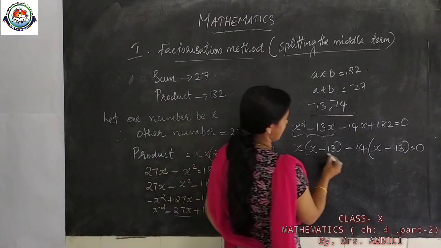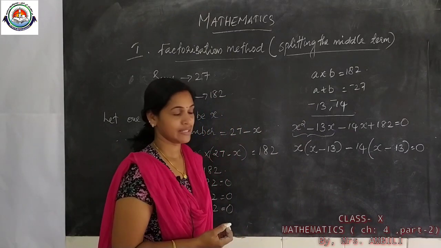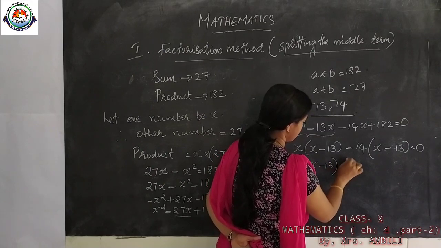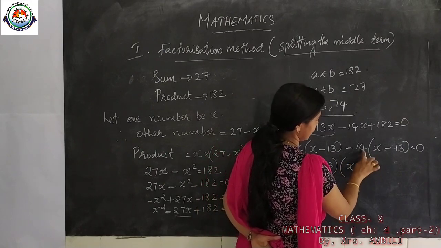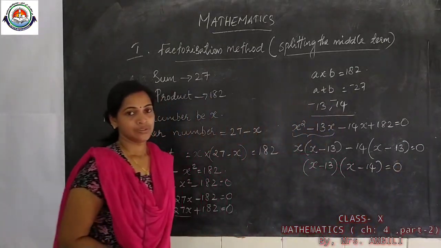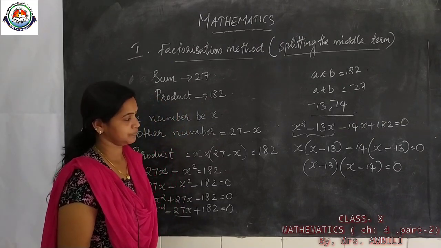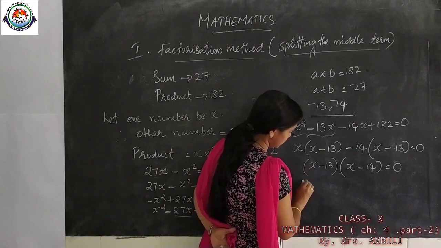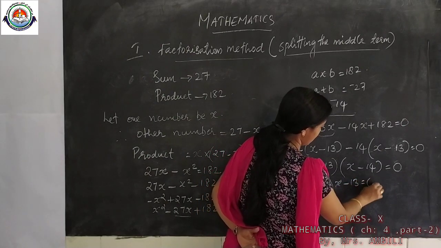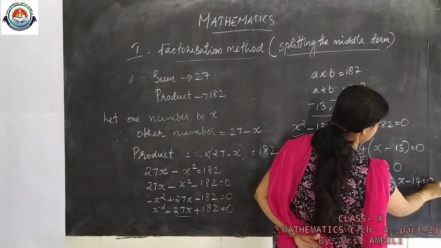Again here one x minus 13 is there, here also one x minus 13 is there. So we can take x minus 13 again outside. Common factor x minus 13 I am taking outside. What is remaining? x here, and minus 14 is remaining. So now we got x minus 13 into x minus 14 equal to 0. So we can write either x minus 13 equal to 0 or x minus 14 equal to 0.